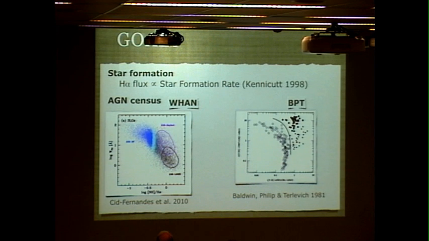That is a simplified version of the BPT diagram. On the x-axis, we have the line ratio of nitrogen-2 over H-alpha, and on the y-axis, the equivalent width of H-alpha. We don't need the O3 over H-beta line ratio to pick out AGN from star-forming galaxies.